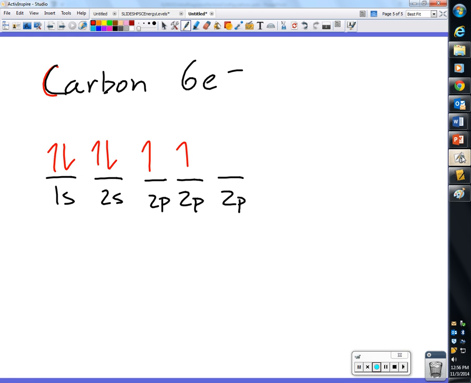Now, you don't have to draw this, but just to look at that idea a little further. Okay? If we go with nitrogen, okay? Nitrogen isn't on your outline, okay? But nitrogen has 7 electrons. Okay? Yes? You good with that? Okay. Where's the 7th electron going to go? Okay. It's going to go here. All right.